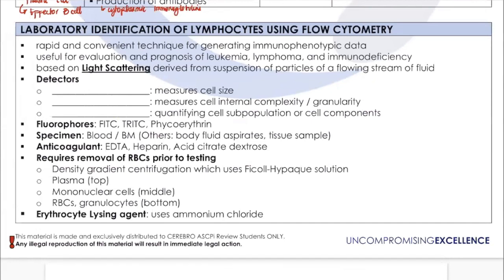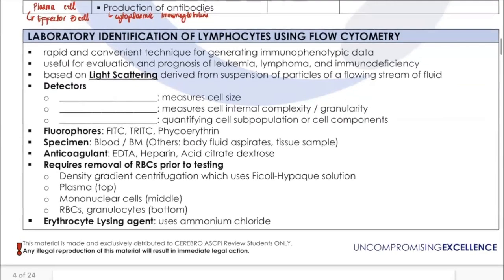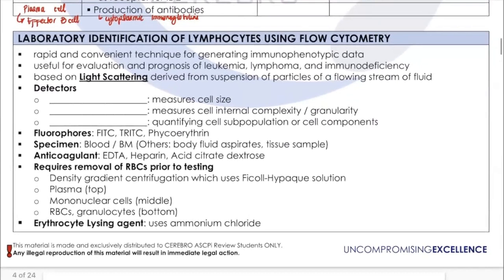Very important here are our detectors. It's important for us to know which one measures cell size and which one measures internal complexity or granularity of the cell. If it measures cell size, that is the forward scatter. If it measures cell internal complexity and granularity, that is the side light scatter.